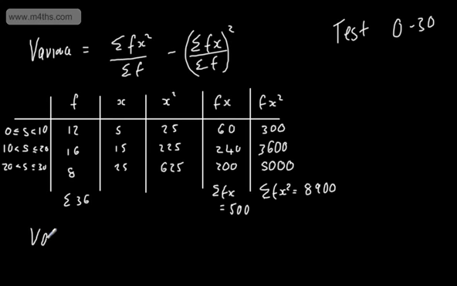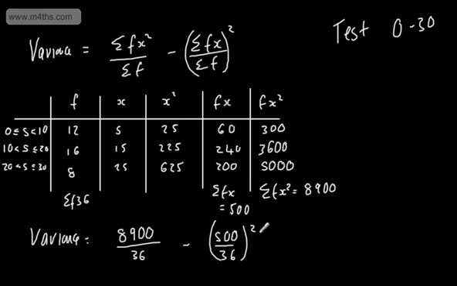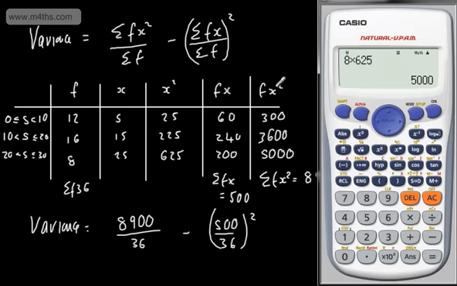So let's do the variance. What we've got then is the sum of f x squared, so that's going to be 8,900, over the sum of f, which is going to be 36, minus this one right here, which is going to be 500 over 36, and we're going to square that. So let's go ahead and work this out. 8900 over 36 minus, what's that going to give us?